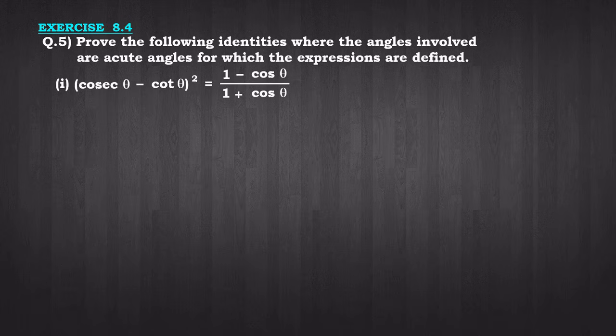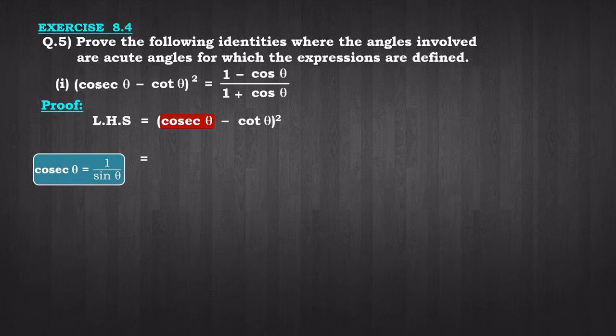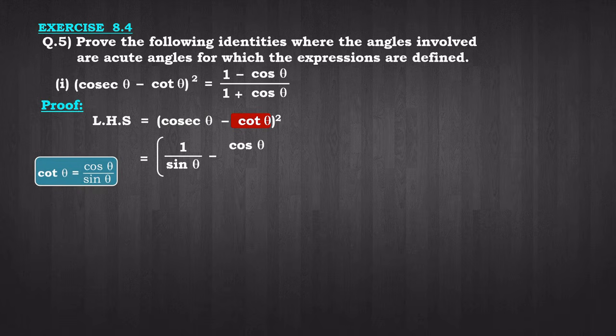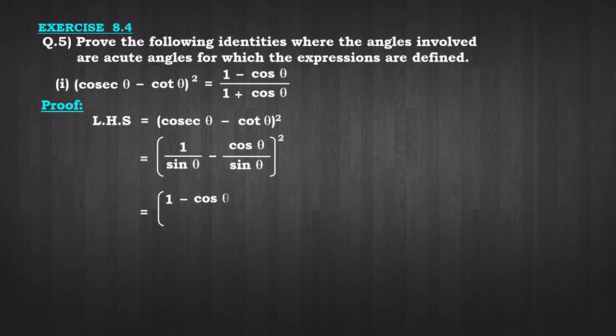Let us start with the left-hand side. We know that cosecant theta is equal to 1 upon sine theta, and cotangent theta is equal to cosine theta upon sine theta. Substitute these values into the expression. This gives 1 upon sine theta minus cosine theta upon sine theta, the whole squared.